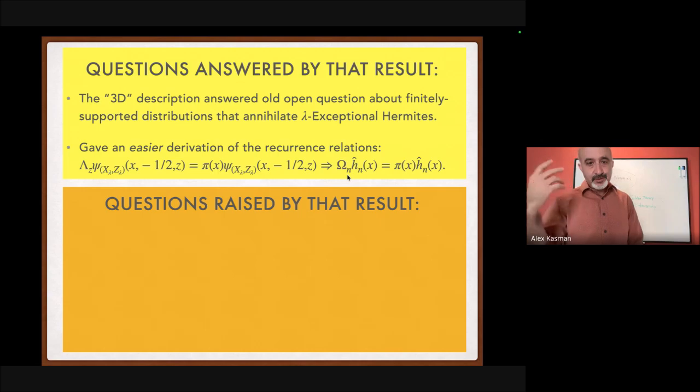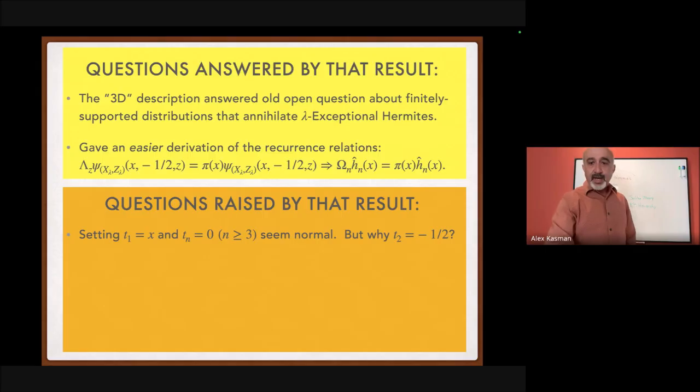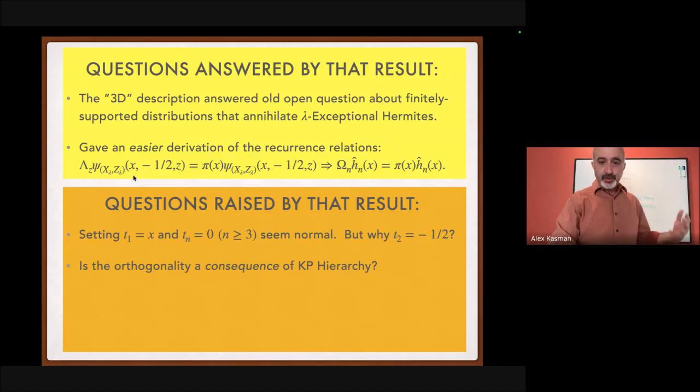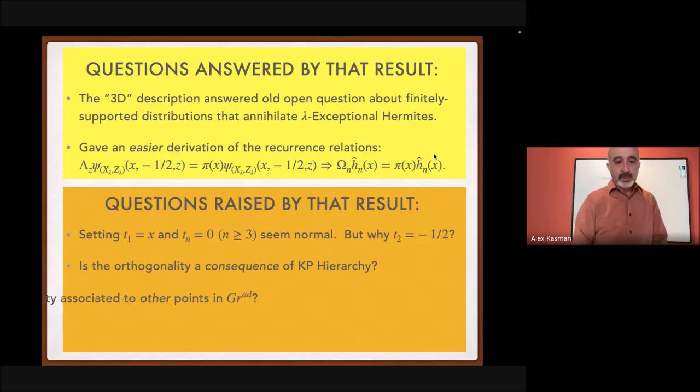But for me, it also raised some questions. So why is t2 equals minus a half? Why is t2 equals minus a half so important in this construction? That seemed strange. So we've got two things that these wave functions satisfy. They're wave functions for the KP hierarchy, so they satisfy these nonlinear PDEs, but they also generate exceptional orthogonal polynomials. So are those two things related, or are they just two separate properties that these functions have?